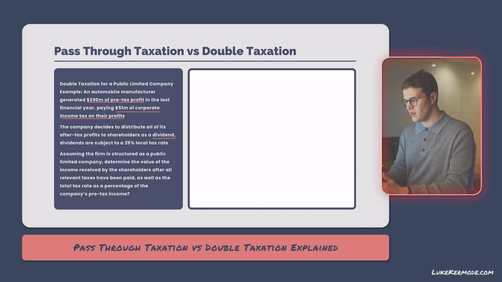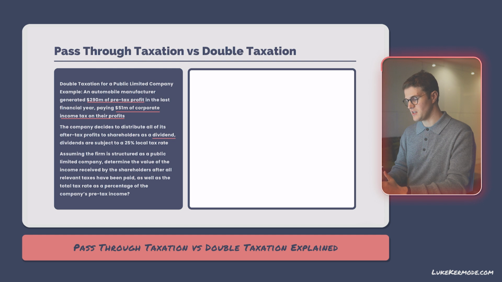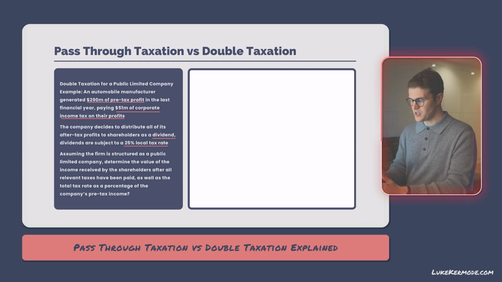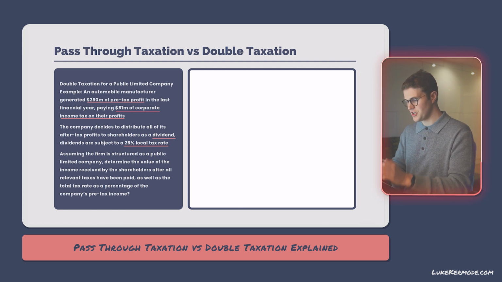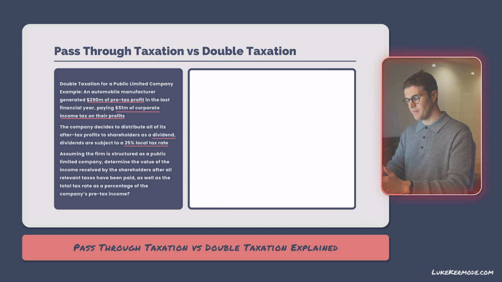So 100% of those post-tax profits are distributed out to shareholders as a dividend, and those dividends are subject to a 25% tax rate. So the personal income tax rate on the owners is 25%. So here's the question. Assuming the firm is structured as a public limited company, determine the value of the income received by the shareholders after all relevant taxes have been paid, as well as determine the total tax rate as a percentage of the company's pre-tax income.